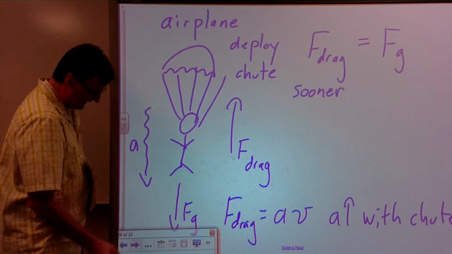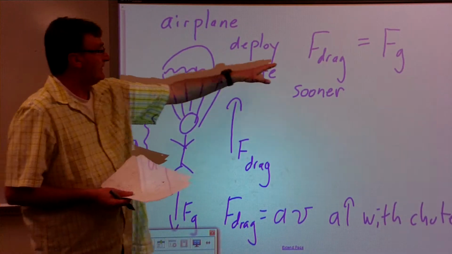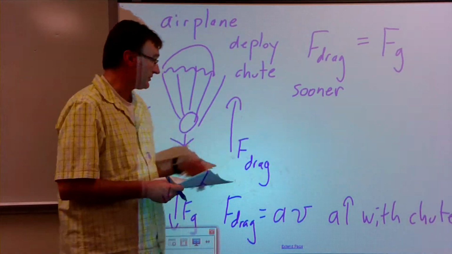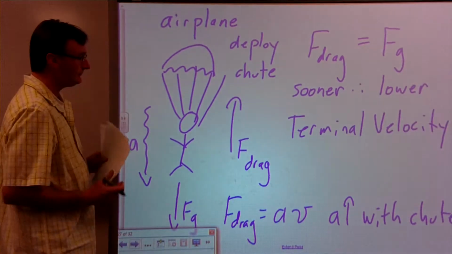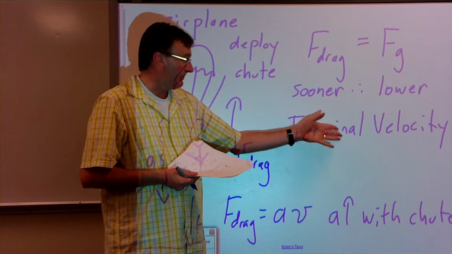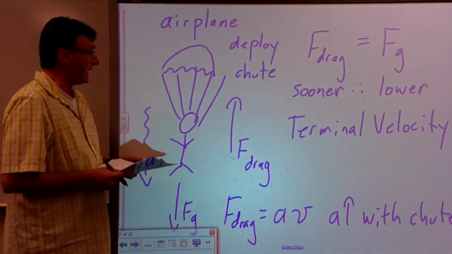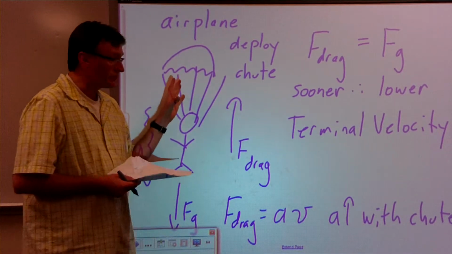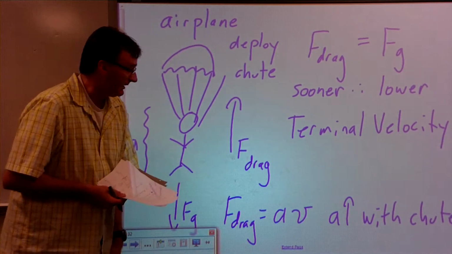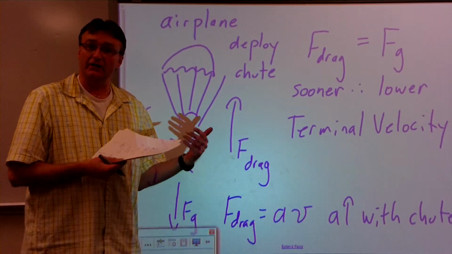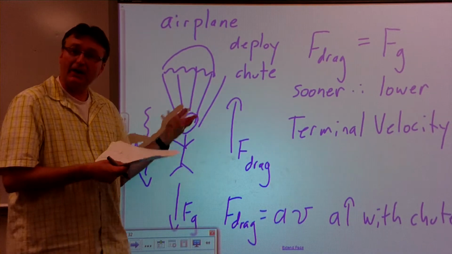So what that means then is that the drag force is going to equal the force of gravity much sooner with a parachute. So that means that your terminal velocity will be less with a parachute than it will be without a parachute. And hopefully the terminal velocity with a parachute is of such a magnitude that you won't break any limbs as you hit the ground. That's the whole basis behind the parachute.